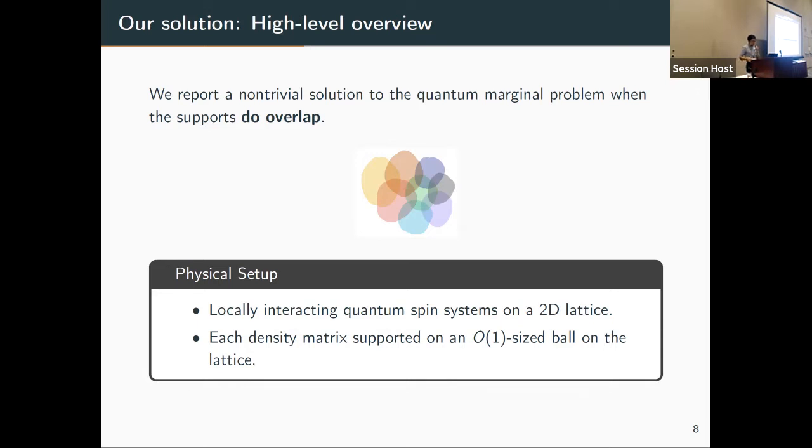So the physical setup is that you have a locally interacting, let's say, quantum spin system on a 2D lattice. And we anticipate the Hamiltonian that describes the system to be a sum of local terms, each of which is supported on some constant size ball on this 2D lattice. So naturally, we demand the density matrices to be supported on these constant size balls on this 2D lattice.